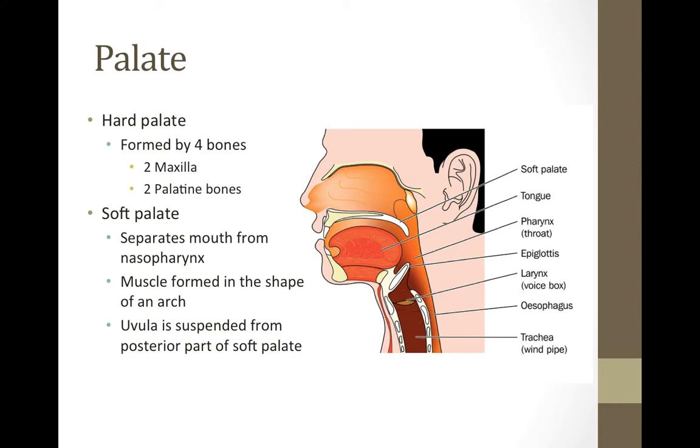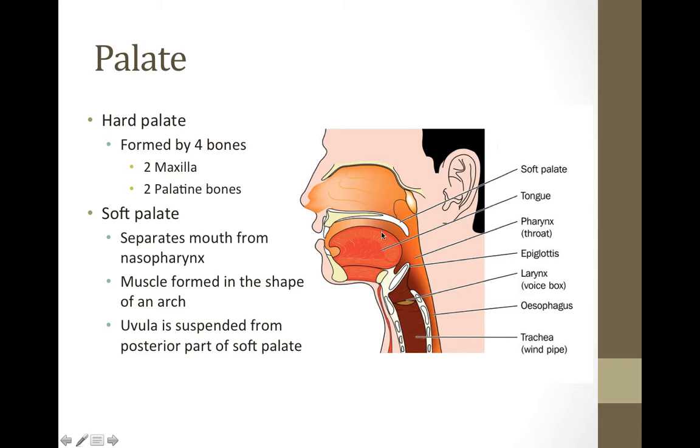Okay, your hard palate is formed by 4 bones, 2 maxillae and 2 palatine bones. We've discussed this, and you can see that your palate extends into a soft palate. And again, this is essentially arch-shaped muscles. This is going to help form sounds also, as well as keeping food from traveling from your oral cavity up into your nasal cavity and vice versa.